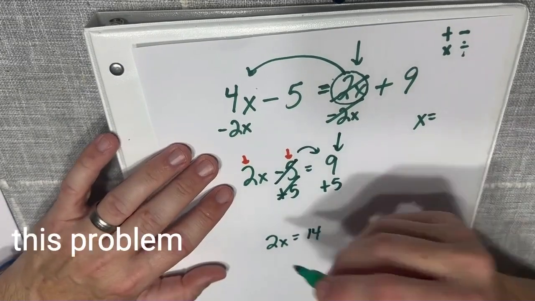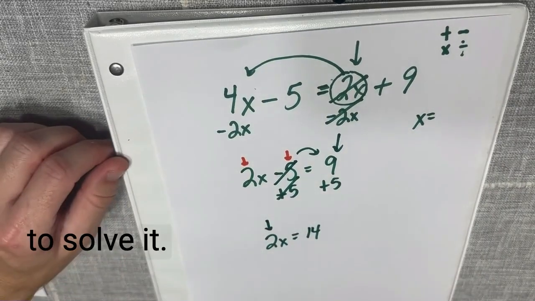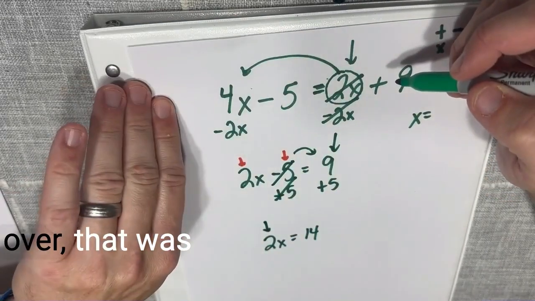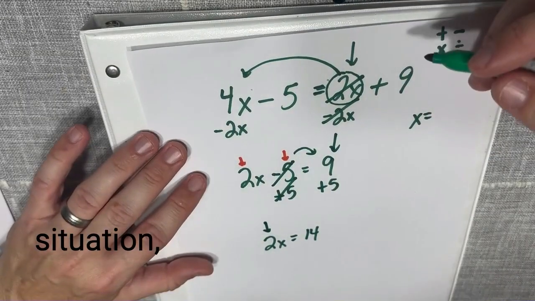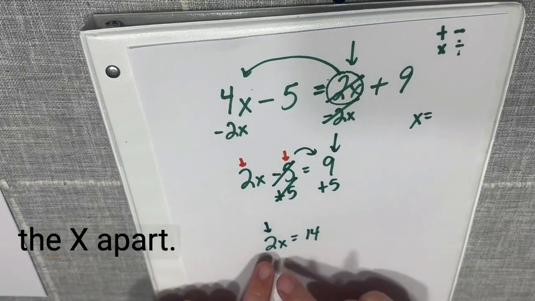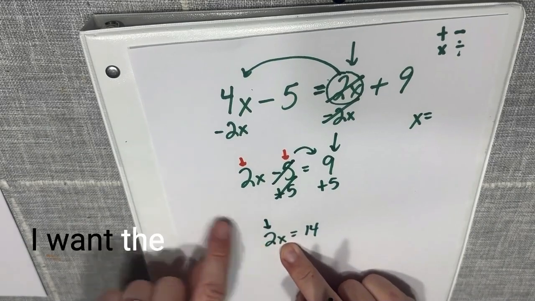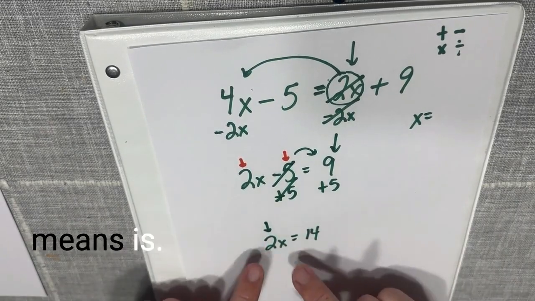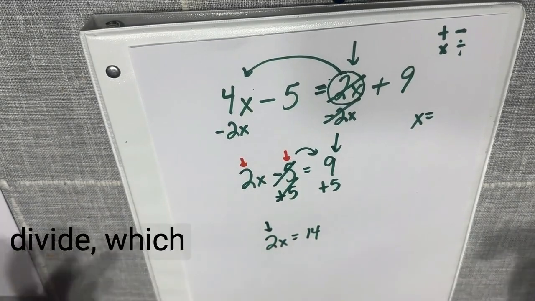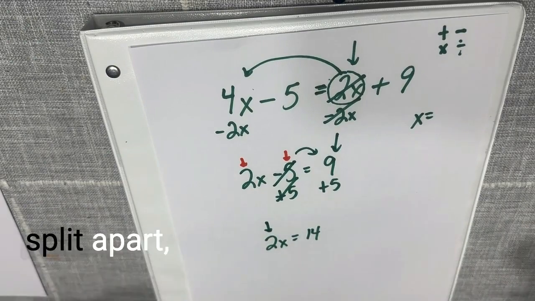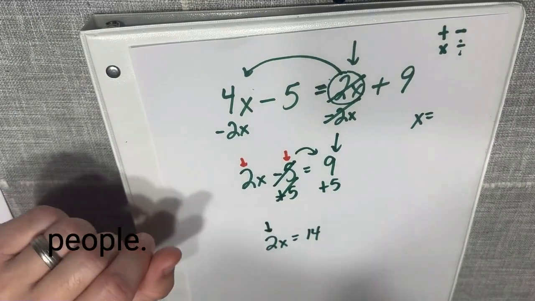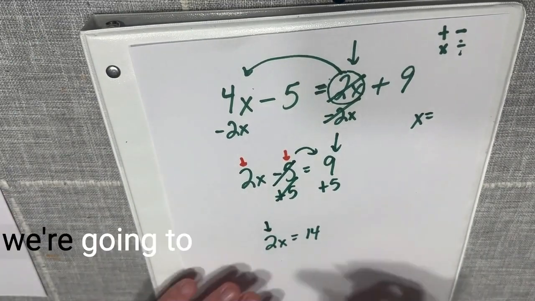And the last step to solve this problem is to get rid of that 2. Okay. Now earlier, when I wanted to move the entire 2x over, that was more of an addition and subtraction situation. But here, I want to split that 2 and the x apart. I want the x to stay, but I want the 2 to go, okay? So what that means is these are basically being multiplied, and the way to split them apart is to divide, which makes sense because that word divide means to basically split apart. If I'm trying to divide something up, I'm splitting something among people. Okay. So to split this 2 and the x apart, we're going to divide.